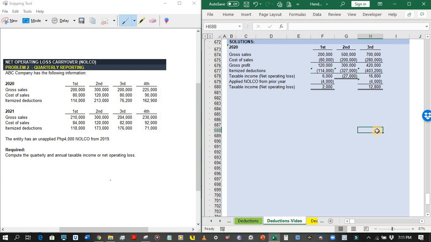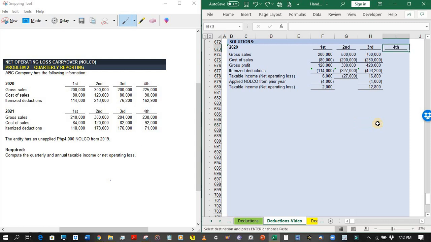So next is the fourth quarter. So let's proceed to the fourth quarter. So the fourth quarter information will include the 12-month period. So which means this is the annual filing of income tax return. So for the fourth quarter, this should include information covering the 12 months of the taxable year.